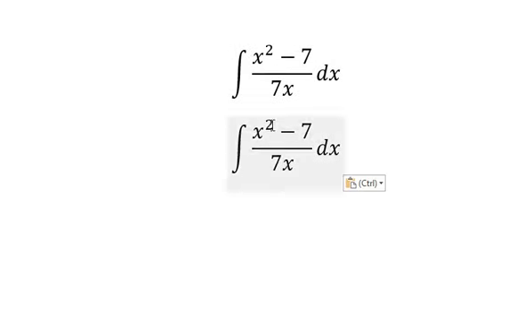Next, this one is divided by s, number 7, divided by number 7. So we have like this.